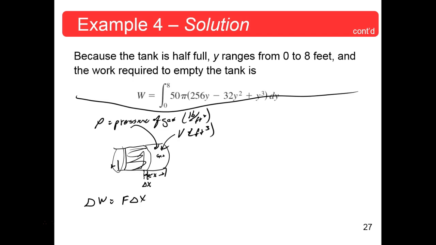Now, where do you get the force? Well, the force is in pounds, and the only place that comes from is pressure. So you would have to take the pressure of the gas times the area. Maybe I should write it this way. Pressure is equal to force per unit area, so force is equal to pressure times unit area.